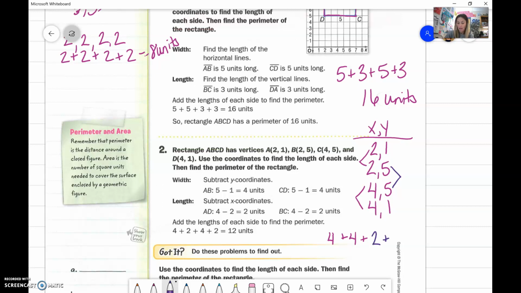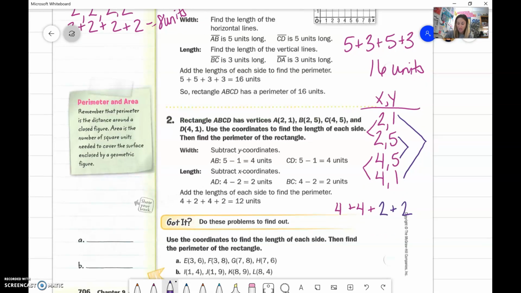And then I notice I have this coordinate of the y that are the same, 1 and 1, which means I'm going to take 4 minus 2, which is 2. And when I add 4 plus 2, I get 8. 8 plus 2 is 10. 10 plus 2 is 12. That would be 12 units.